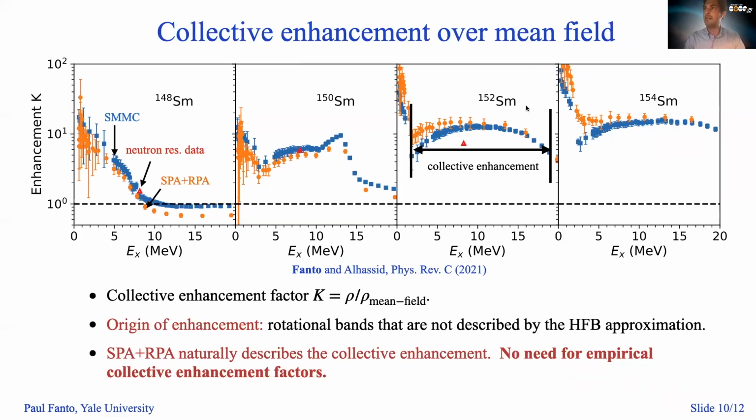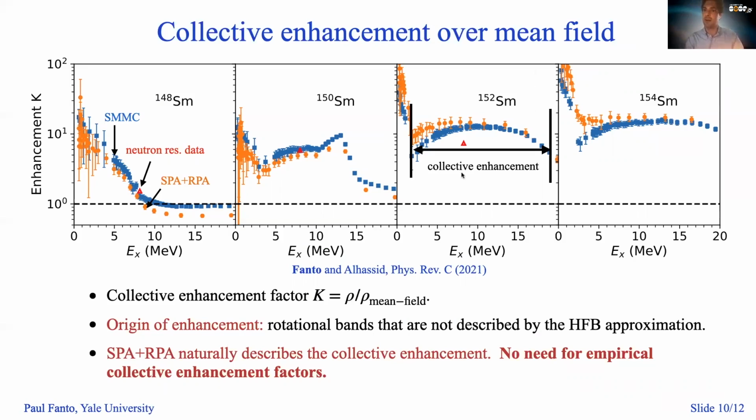For samarium 150 and heavier, a plateau of roughly a value of 10 appears in this collective enhancement and persists to higher and higher excitation energies, eventually damping to 1 at very high energies. This is what is called the collective enhancement.